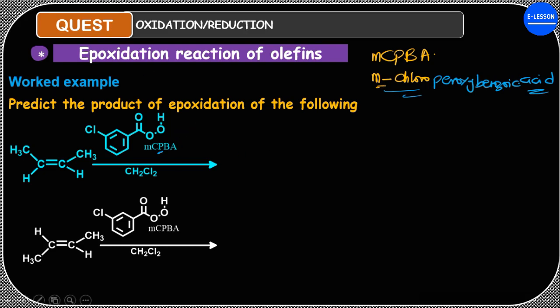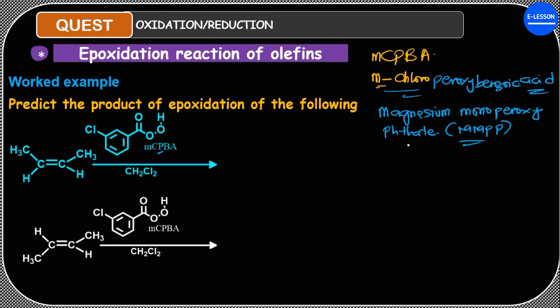In the same way we have another one which is called magnesium monoperoxyphthalate. You can go check on this, MMPP. These are both oxidizing agents, epoxidizing agents. So these are the commercially available epoxidizing agents.